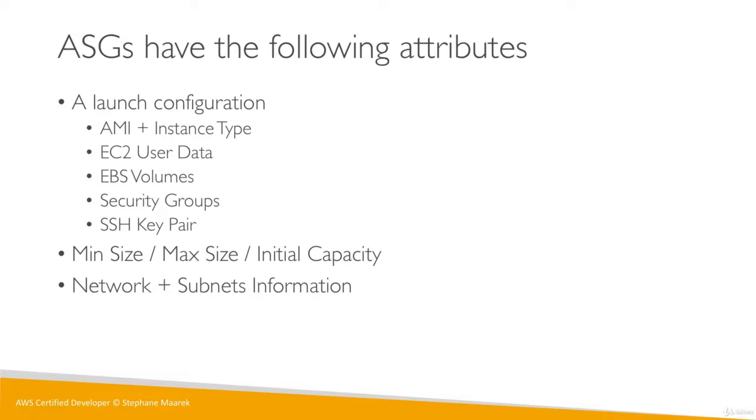We can define the network and the subnets in which our ASG will be able to create instances, and we'll define load balancer information or target group information based on which load balancer we use. Finally, when we create an ASG, as we'll see, we'll be able to define scaling policies. So what will trigger a scale out or what will trigger a scale in.